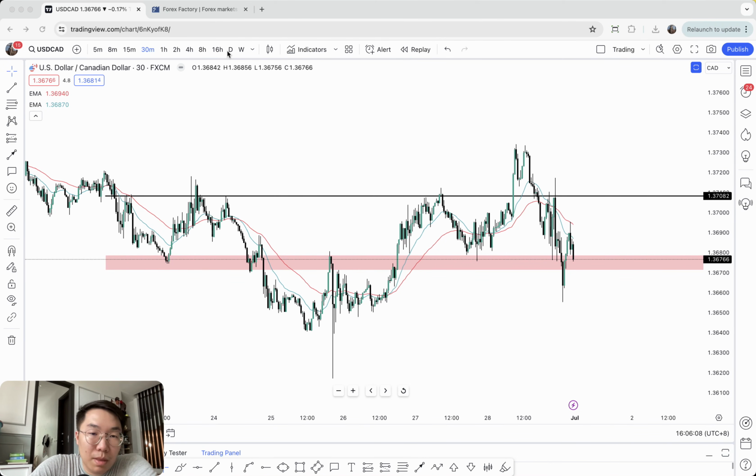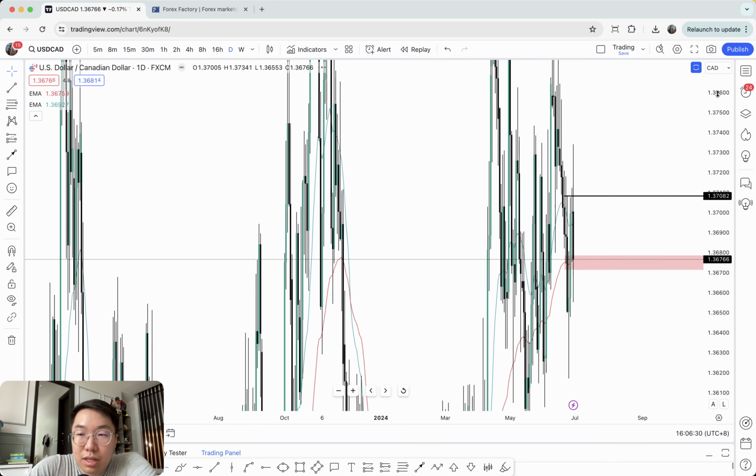So earlier, one of our members asked me, hey Nick, how do you identify the market structure and the direction on dollar CAD? I'll use this as a good example to show all of you how I normally filter out the direction of the market, and whether I should go long or short on a high time frame or the lower time frame. So let's go on to the daily.